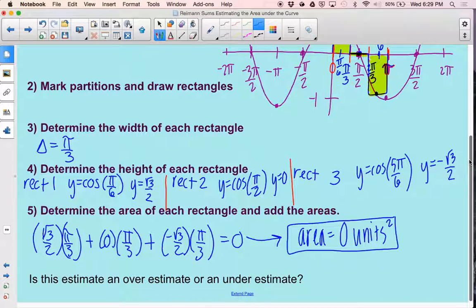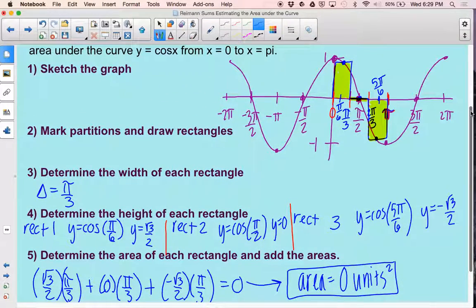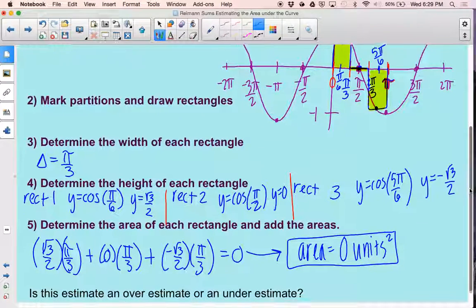Is this an overestimate or an underestimate? You can imagine that this actually is going to be exactly what the area is, because the area in the top and the area in the bottom are actually going to cancel out.